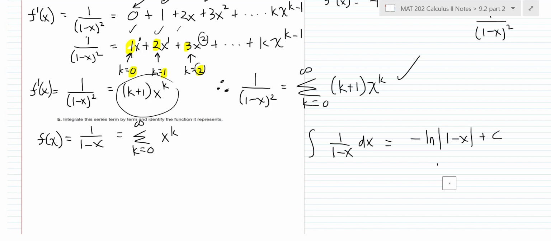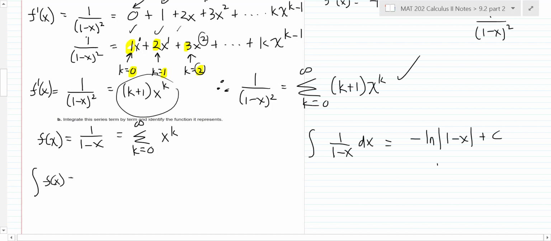Okay, all right. Now what we're going to have is this. We're going to go ahead and write this down as the integral of f of x. That's going to be equal to, we just did the integral of 1 over 1 minus x, so let's write that down as negative ln 1 minus x. I'm not going to worry about the c. That's going to come into play at the end of the problem, so I just bypass that for now.